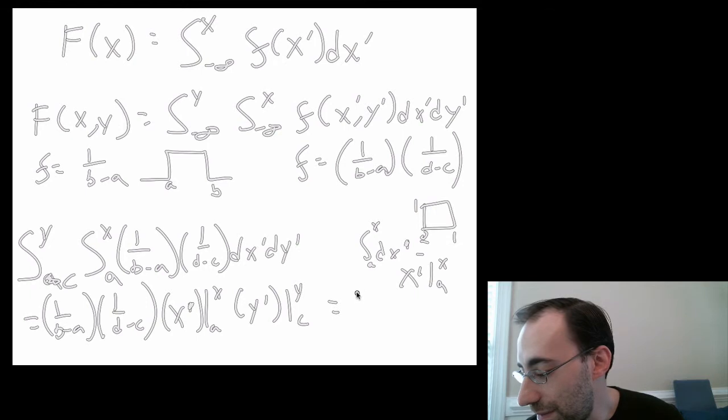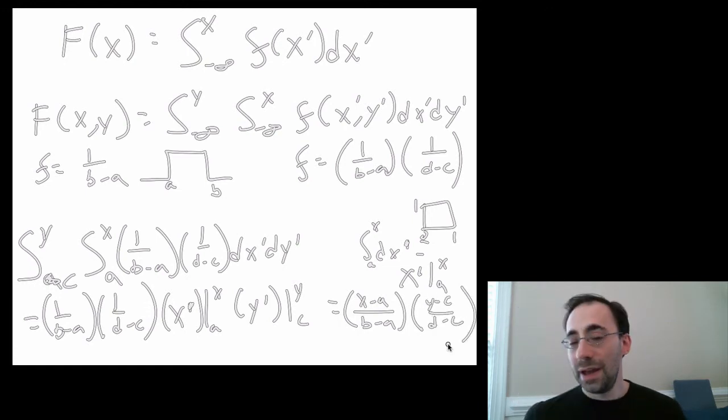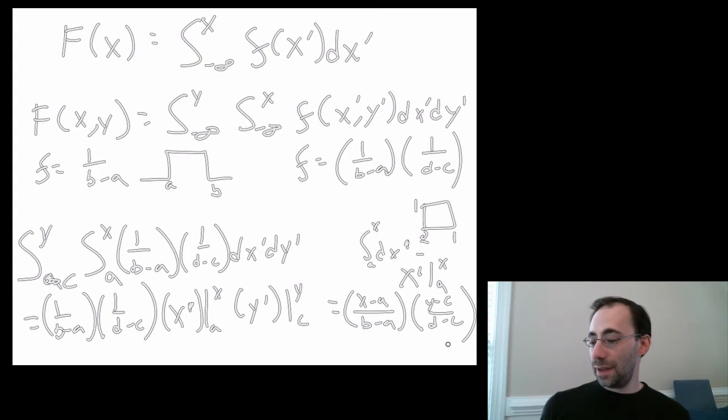And that equals (x minus a) over (b minus a) times (y minus c) over (d minus c). This is just a two-dimensional version of the same one-dimensional thing we did back when we talked about continuous distributions.